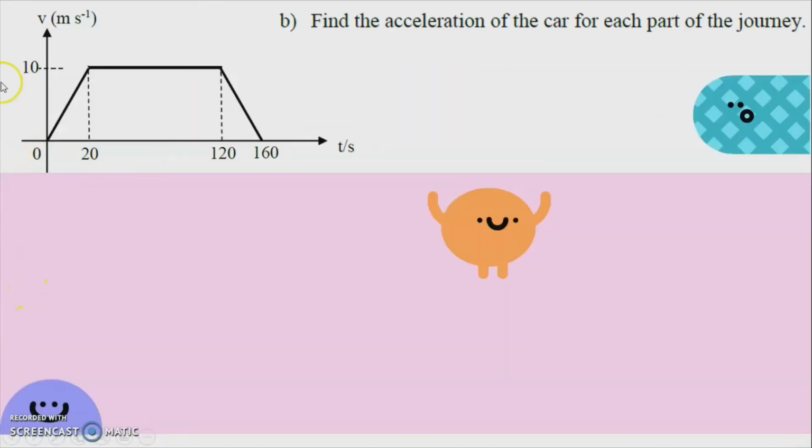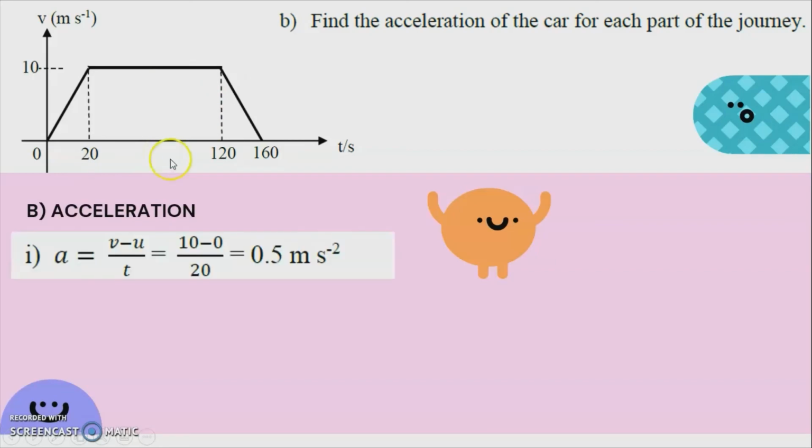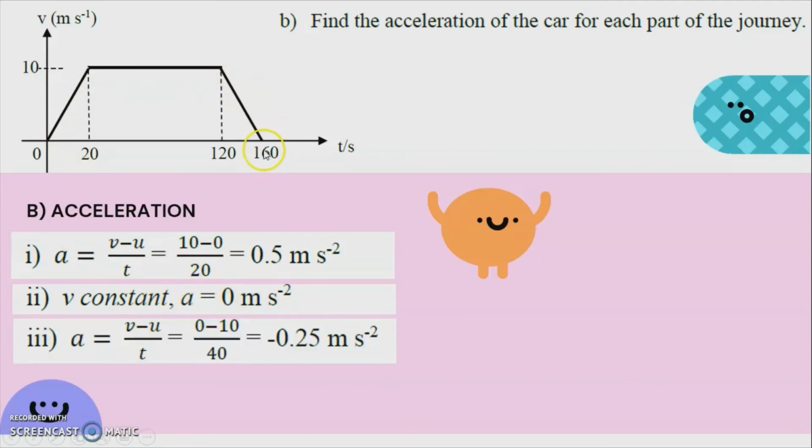Okay, so daripada VT graph ni dia suruh cari acceleration for each part. So kalau tengok kat sini ada 3 parts. Tahu cara cari acceleration adalah daripada gradient of VT graph. So ni sebenarnya awak cari gradient lah. So cari satu-satu untuk first 20 second. So dapat 0.5. Lepas tu untuk part 20 sampai 120 ni V dia constant. So acceleration dia 0. Tak payah kira lah, tak apa. Lepas tu part ini, take note dia mesti final minus initial. So akan dapat negative value dekat sini. Okay, so that's the acceleration.